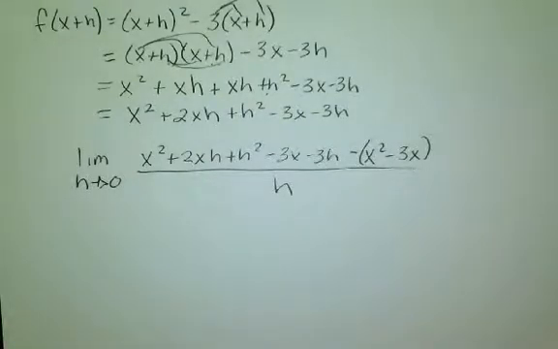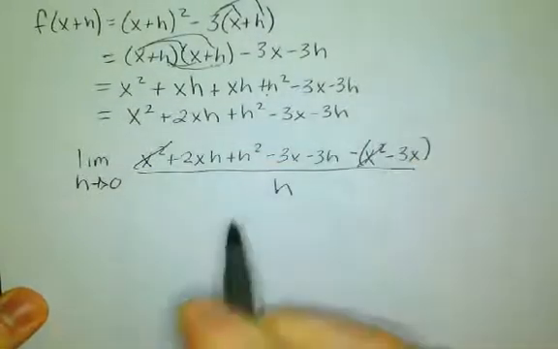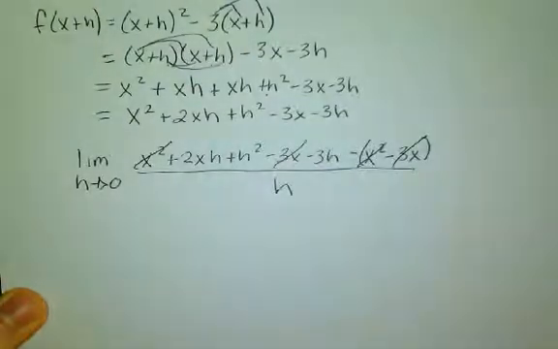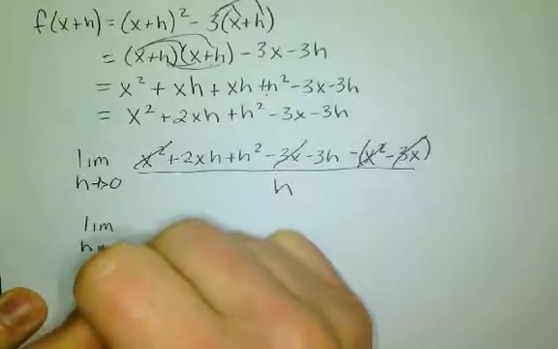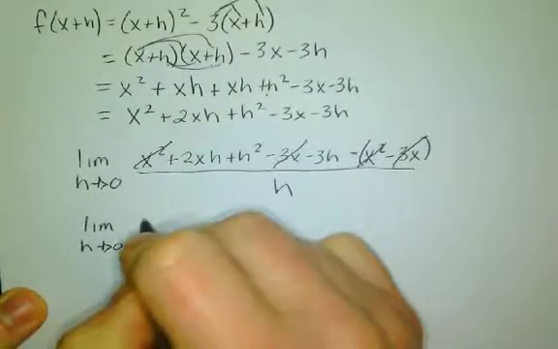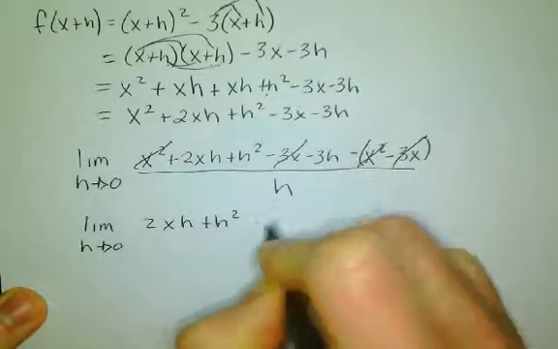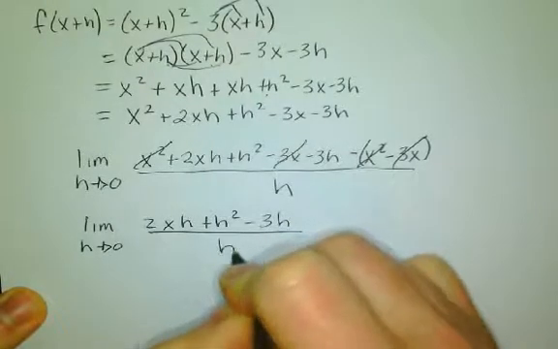Now this looks like a lot, but anything that just has an x or an x squared in it, or if it were x cubed, those all wind up canceling out. x squared minus x squared cancels. Negative 3x minus negative 3x also cancels. Okay? So now our limit's going to look a lot neater. We have 2xh plus h squared minus 3h. All of this goes over h.